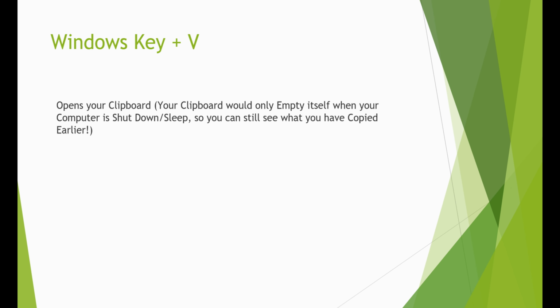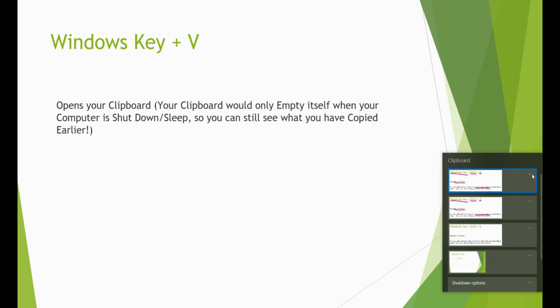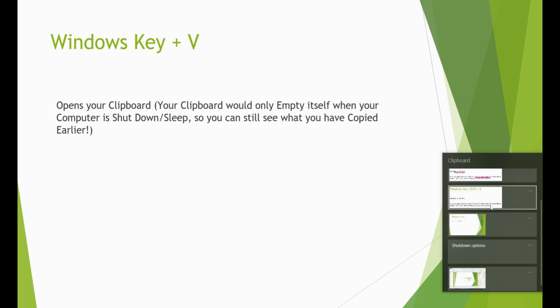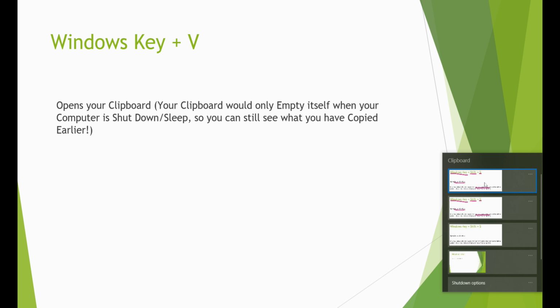Windows logo key plus V, it opens your clipboard. So over here you can see what I snipped because it's copied. And then when you click on it, you can paste it anywhere, like in a document. But as well, if you haven't enabled clipboard yet, you need to turn on clipboard.